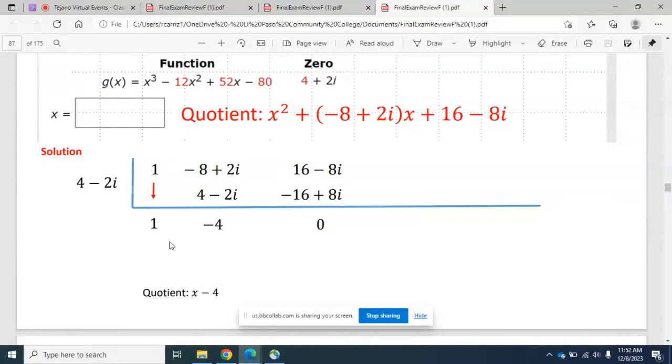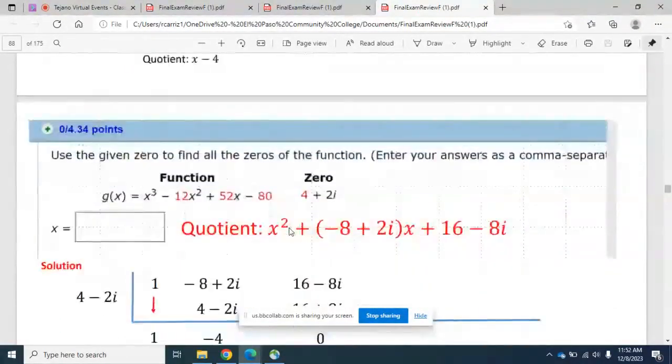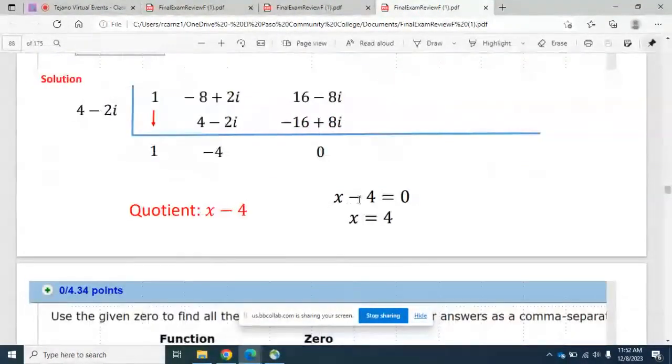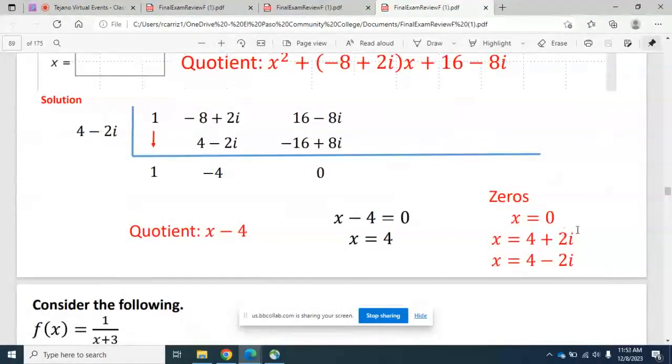This one value refers to my x. The negative 4 refers to my constant. So now it would be easy to solve for the 0. So if x is equal to 4, this will give us a 0. So now we have all the zeros. The zeros are x equals 0, 4 plus 2i, and 4 minus 2i.